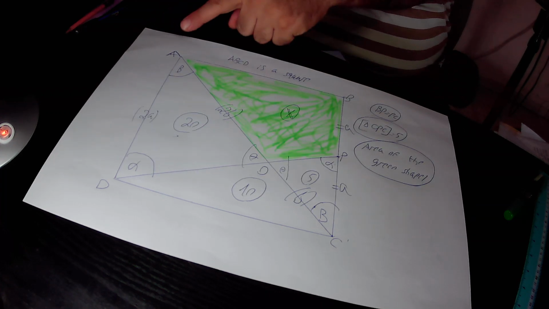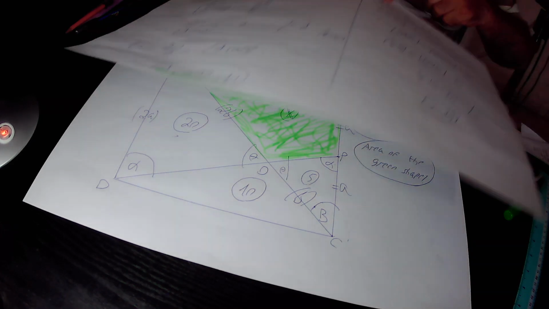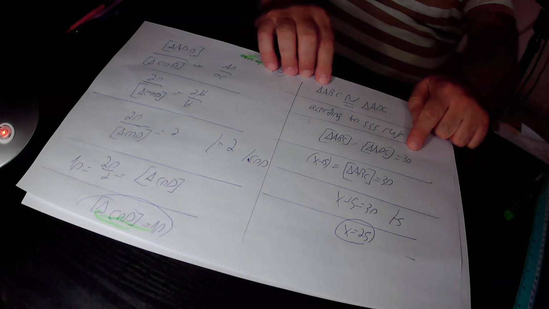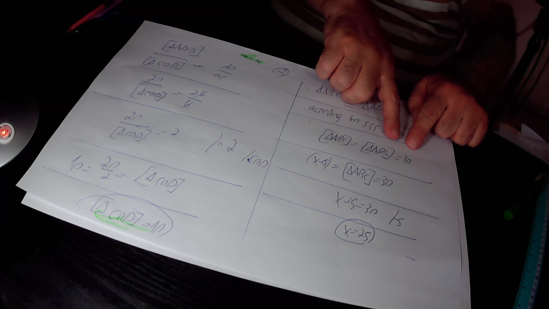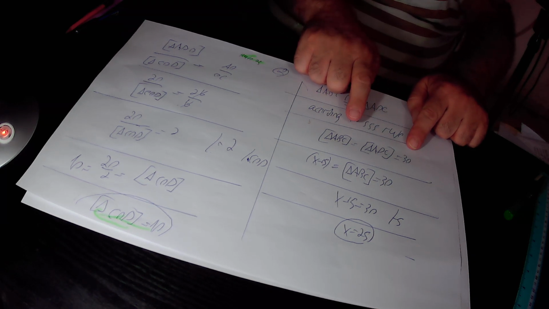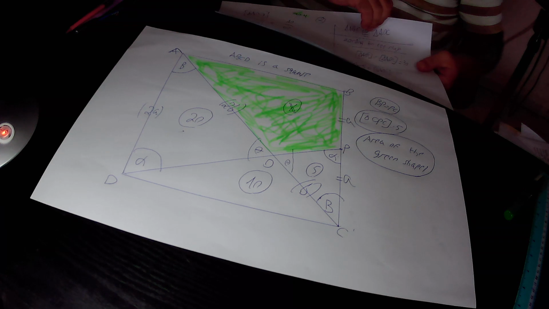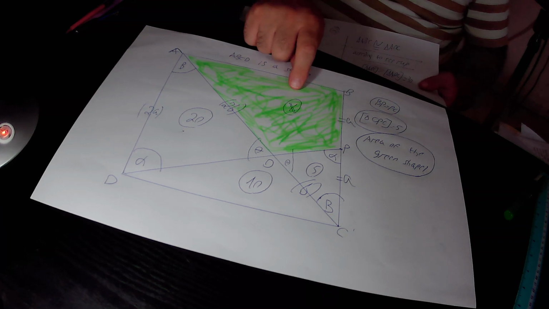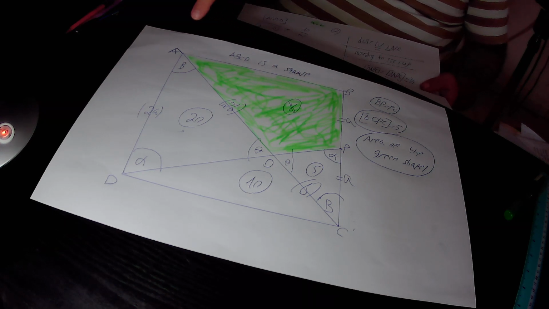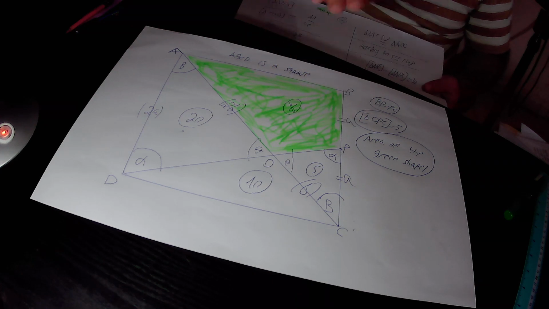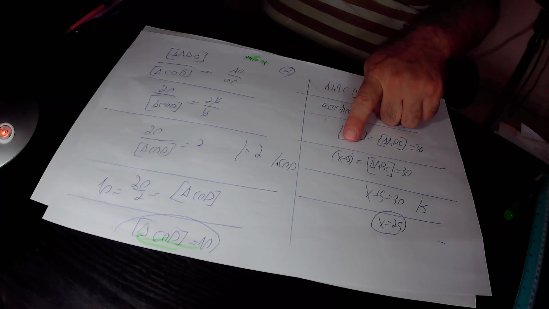But we know that the area of triangle ADC in total equals 20 plus 10, that is 30 square units. So the area of triangle ABC is equal to 30 square units from one side. But from the other side, if we define the area of this green shape as x square units, then the area of triangle ABC in total will be equal to x plus 5 square units.